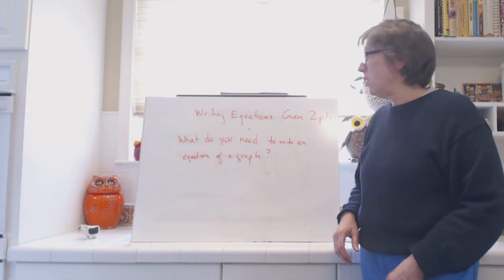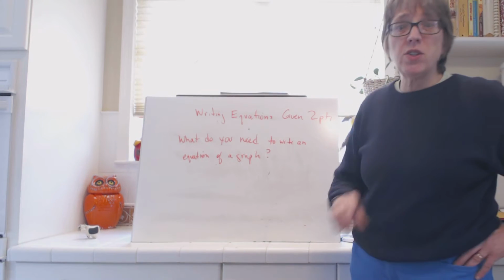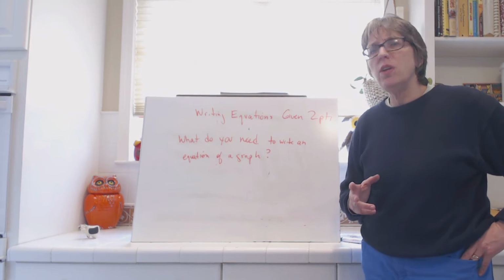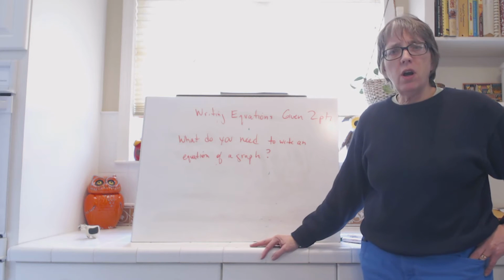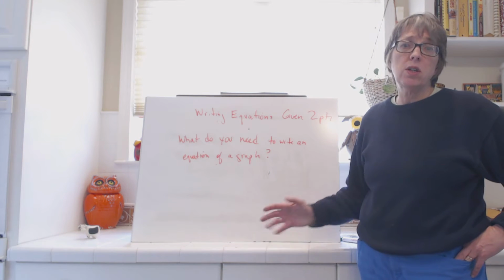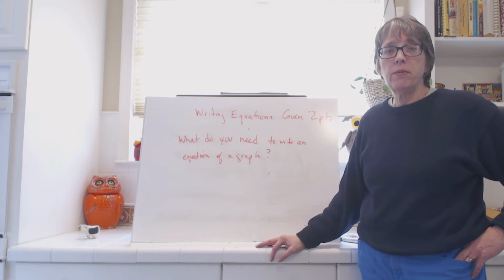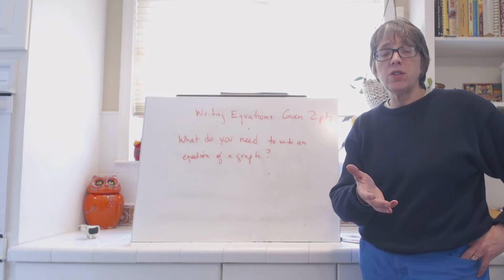Coach O's pre-algebra. Today we're going to talk about writing equations given 2 points. Now just a little bit of a review. What 2 things do you need to write an equation of a graph? To write the equation of a graph that you see that's in a linear equation, a linear graph, you need the slope and you need the y-intercept.